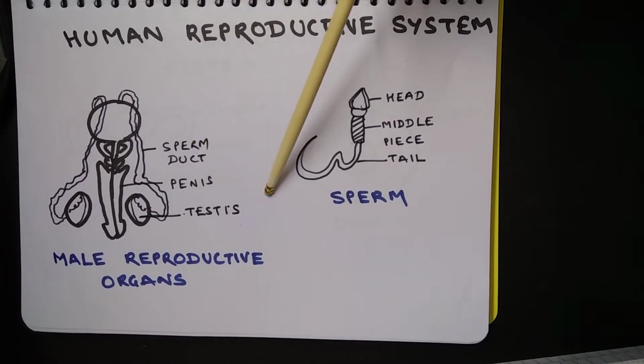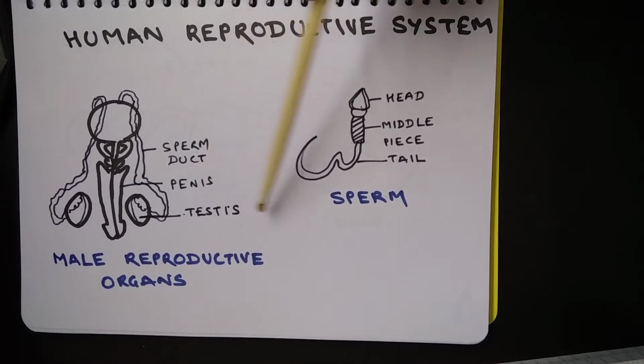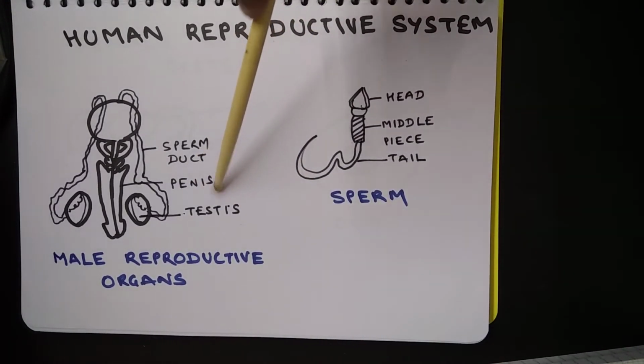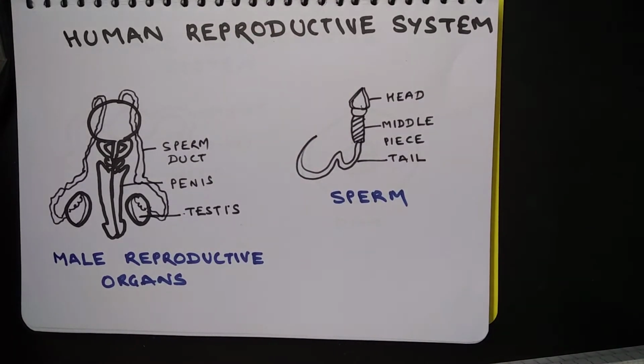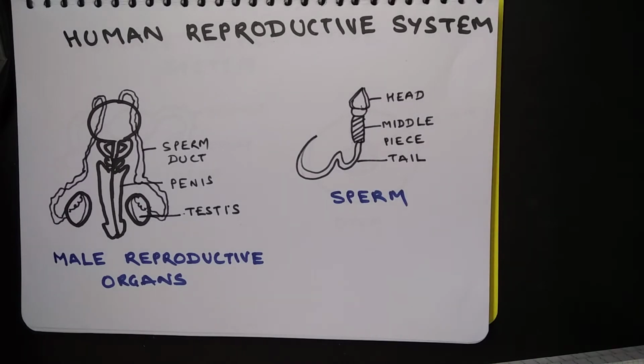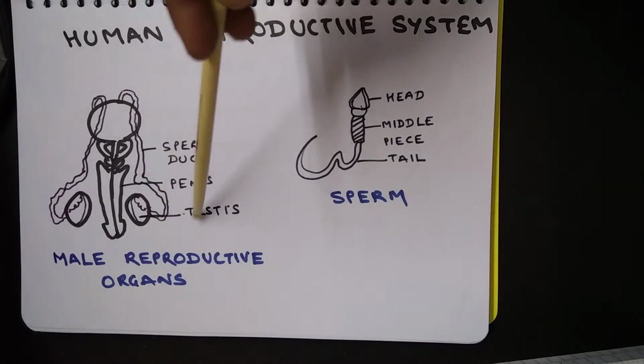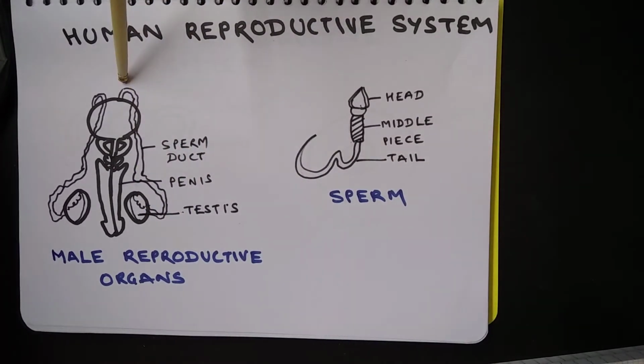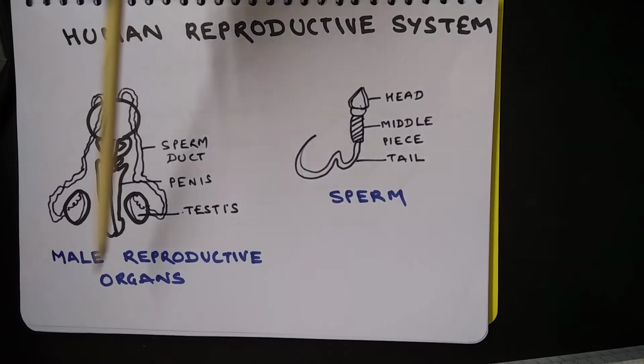If you call a single one, the singular term is testis. The spelling is testis, and the plural form is testes. So there is a pair, and the testis produces sperms. The testis produces millions of sperms. A tube-like structure comes out of the testis and it goes to a place where sperms are stored. That is called seminal vesicle. And there is a muscular penis. The opening for urine and semen is common.